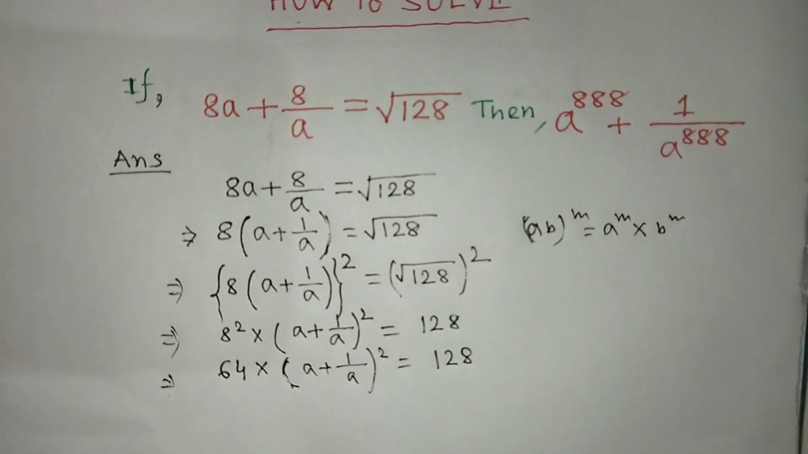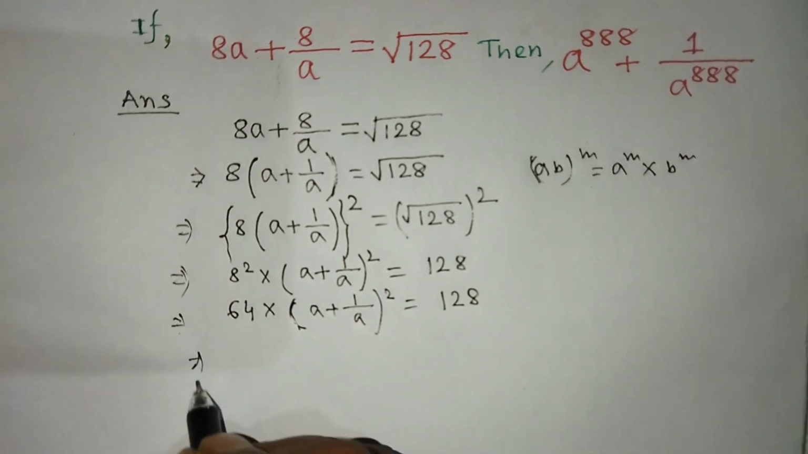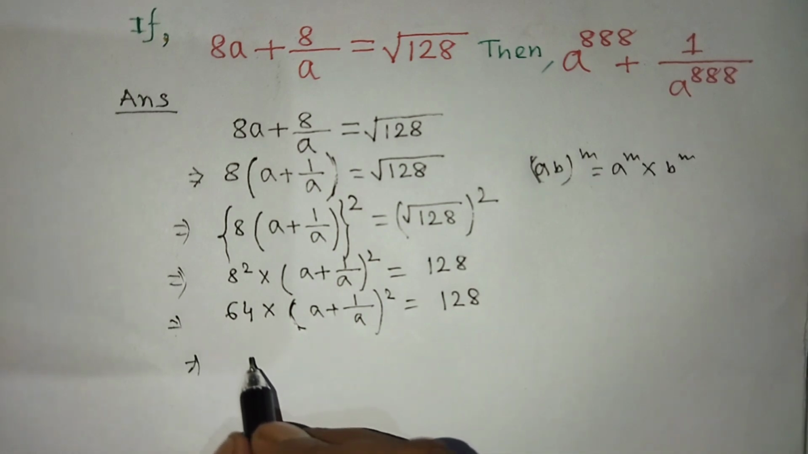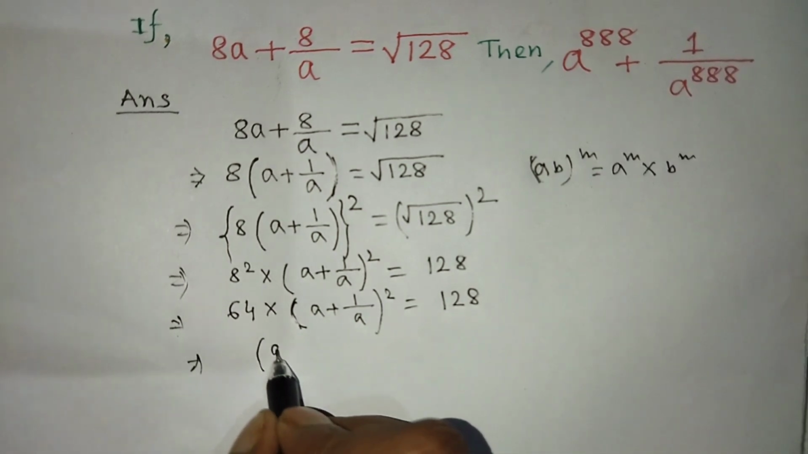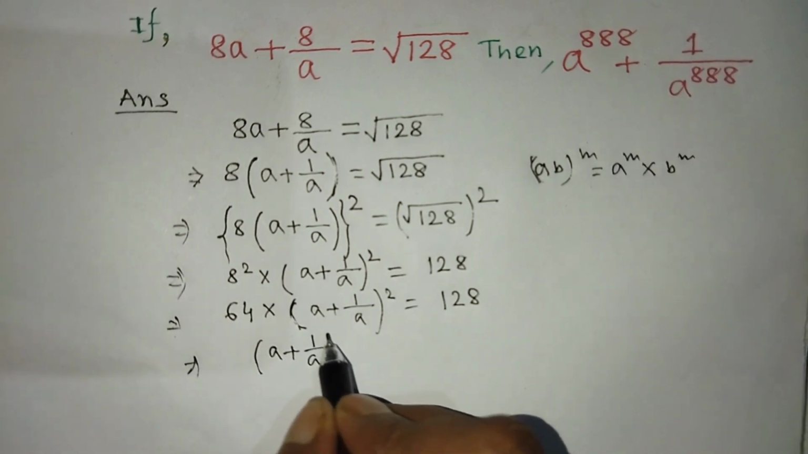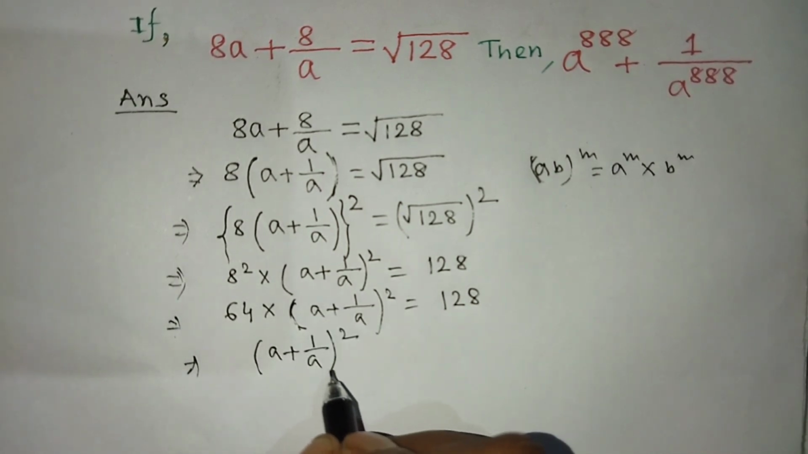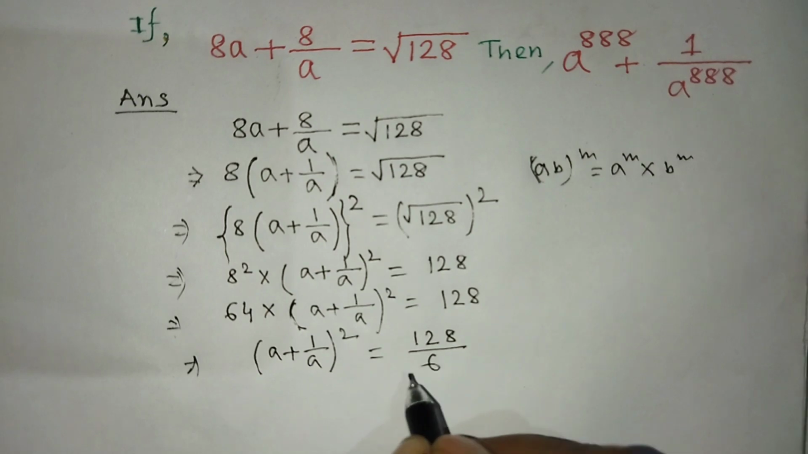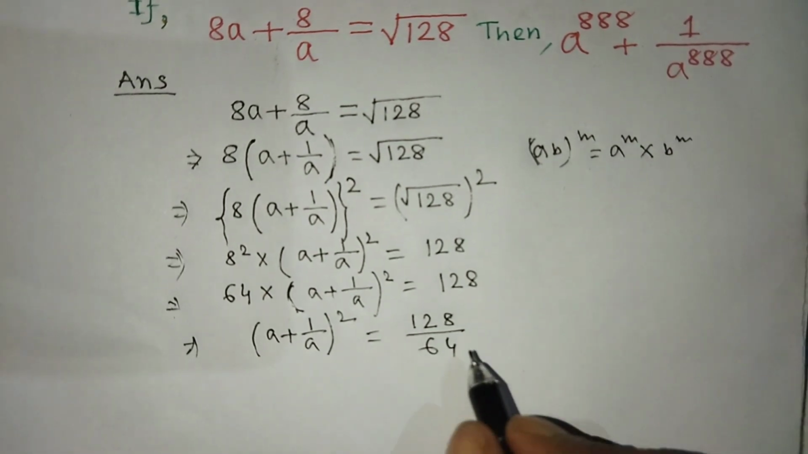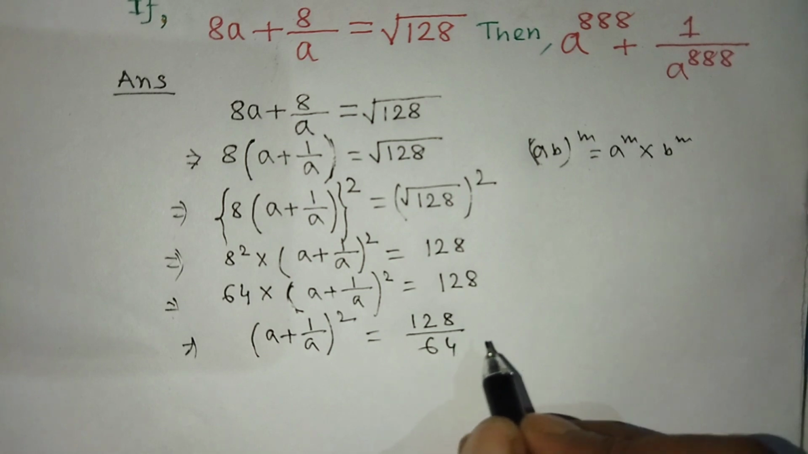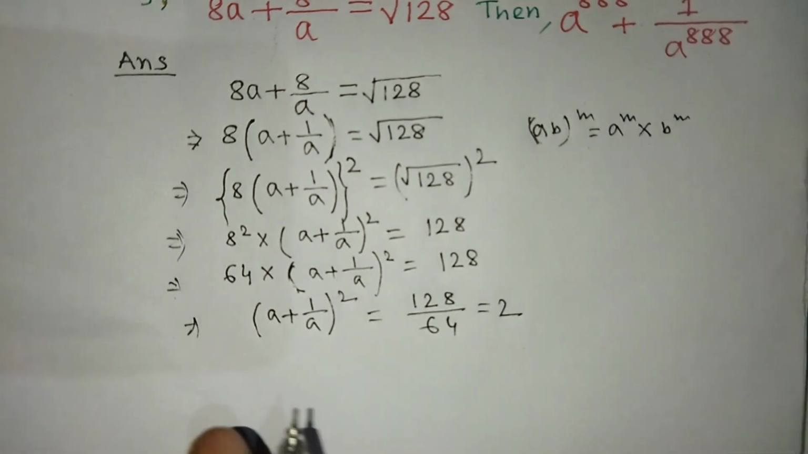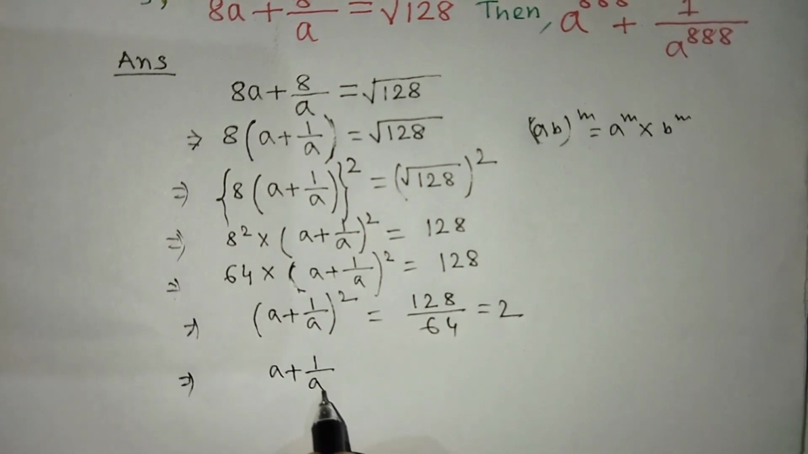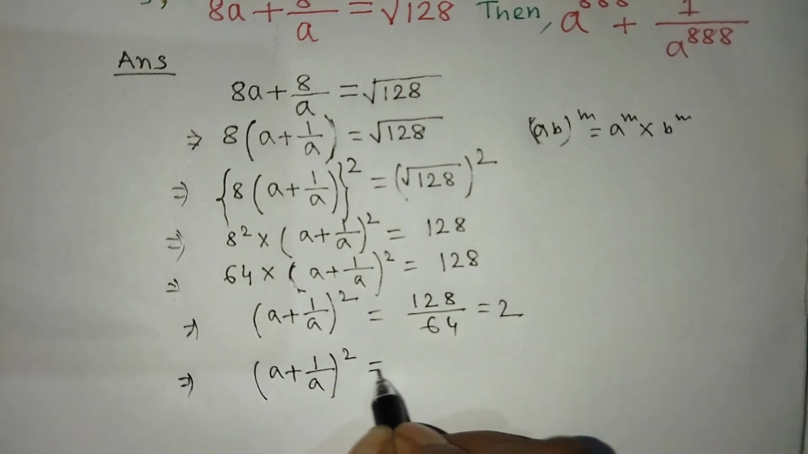After that we have to transpose 64 from the left side to the right side. So on the left hand side you write a plus 1 by a whole square is equal to 128 divided by 64. If you divide 128 by 64, then you get 2. So on the left hand side again we write a plus 1 by a whole to the power 2 is equal to 2.